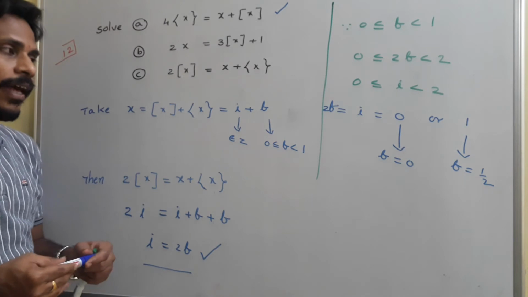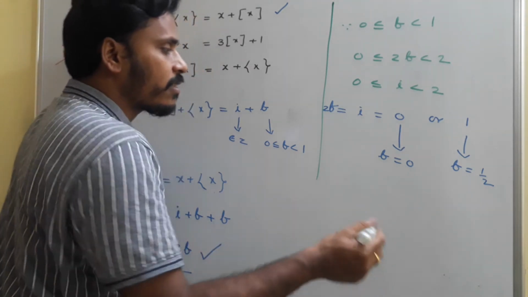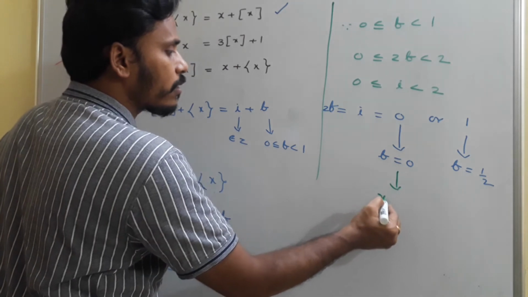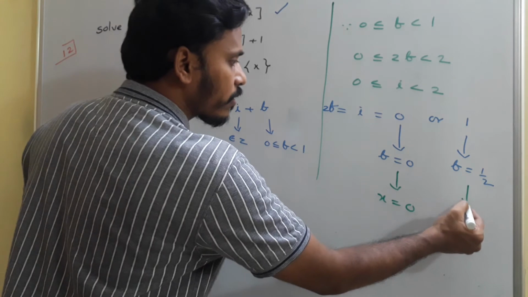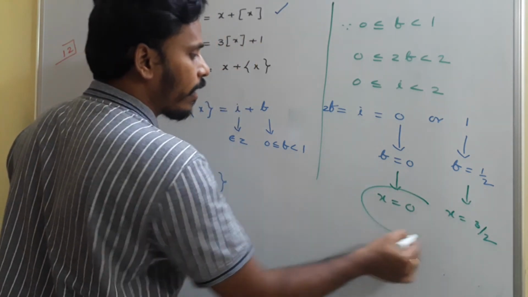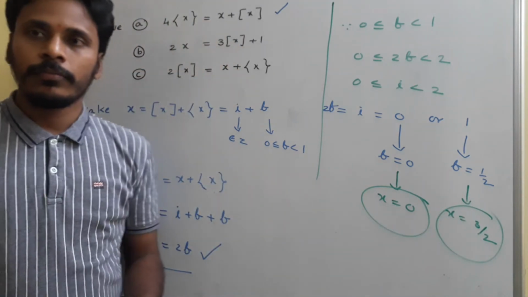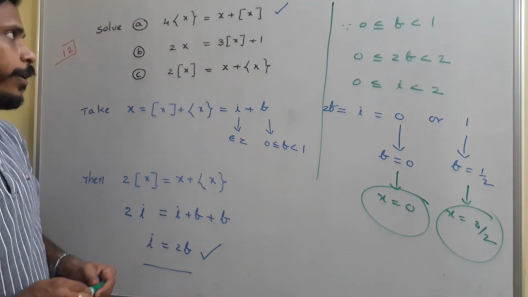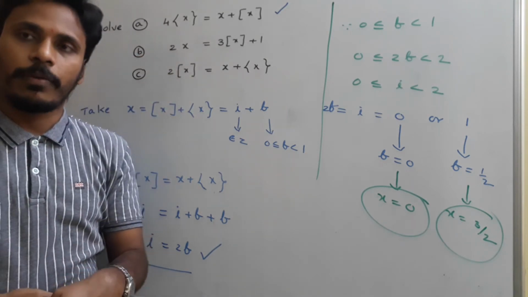After having i and f, you simply calculate x. See, x is i plus f. In this case x is equal to 0 plus 0. And x is i plus f. In this case x is equal to 1 plus 1 by 2, which is 3 by 2. At the end, the given problem has two solutions, 0 and 3 by 2. Okay, so this is the way of solving equations which involve step x and fractional part of x.